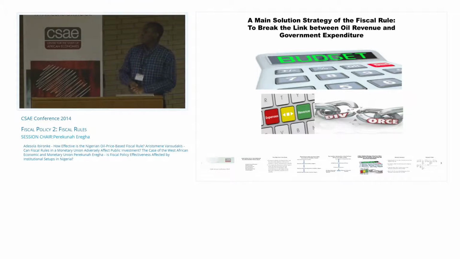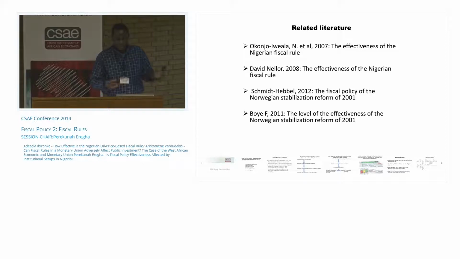So we could quickly look at the literature and see some studies that are related to this. There's a study of Okonjo-Iweala that explores reforms in the Nigerian economy, and one of the things touched in that study is the effectiveness of the fiscal rule. Then there's a study of David Nello on some sub-Saharan countries that have the features of emerging markets. Nigeria is one of those countries. In that study, the author makes mention of the fact that the fiscal rule has been successful.